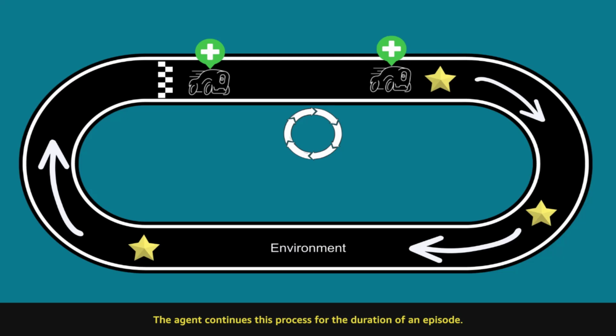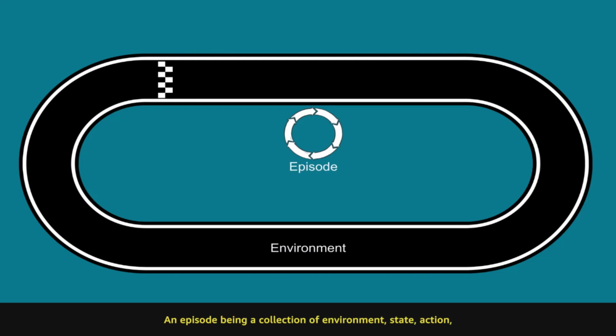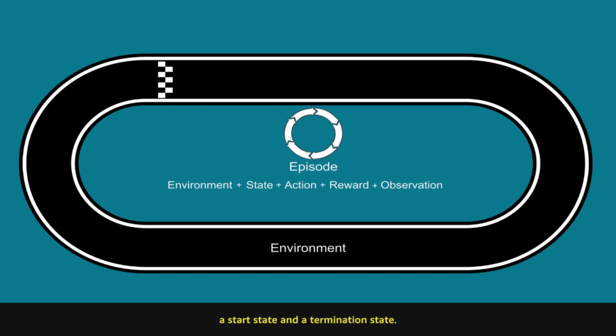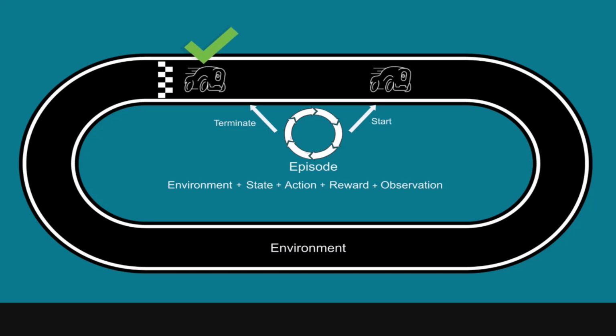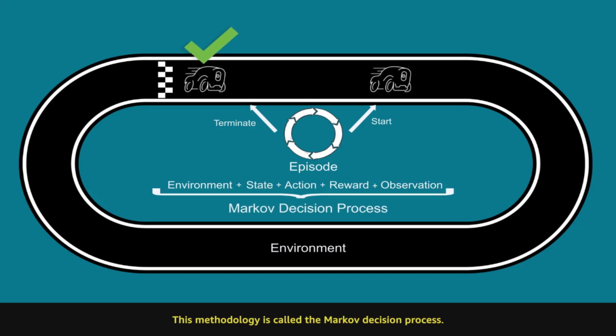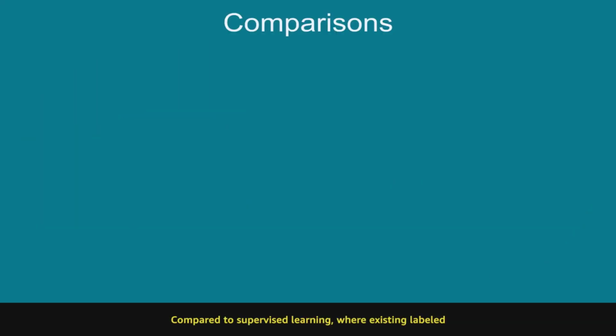The agent continues this process for the duration of an episode, being a collection of environment, state, action, reward and observation information that occurs between a start state and a termination state. This methodology is called the Markov decision process.